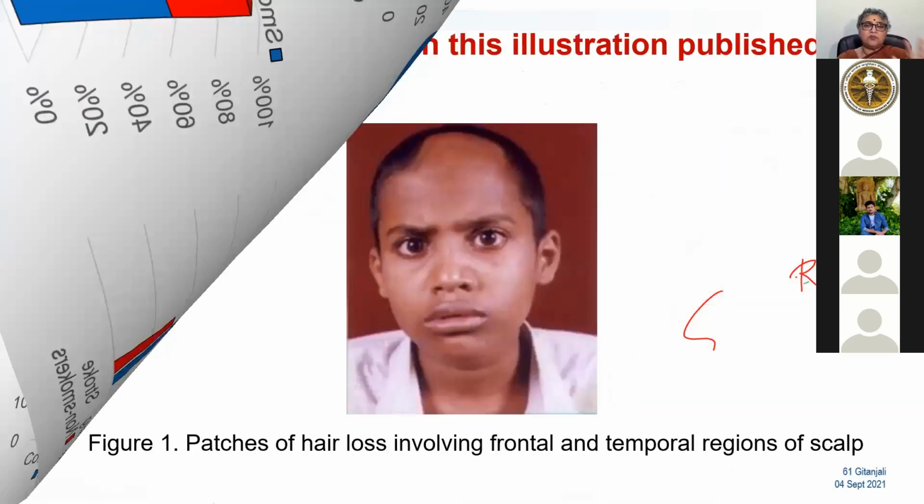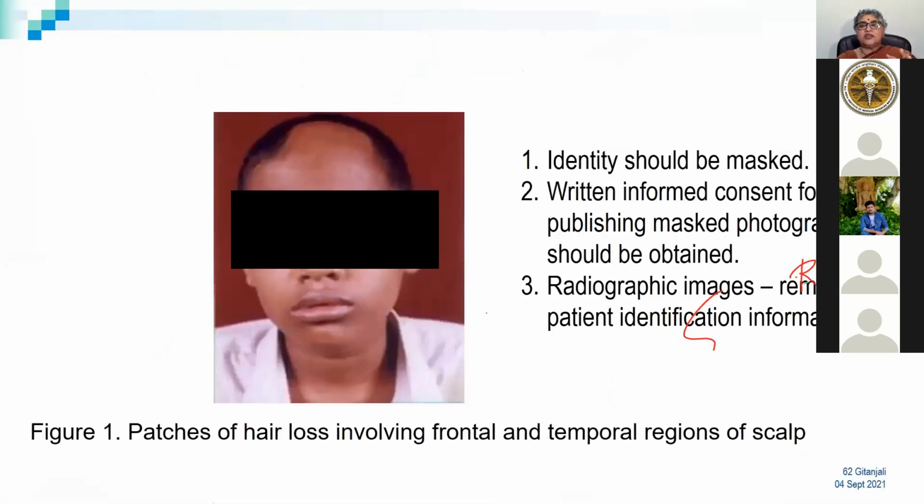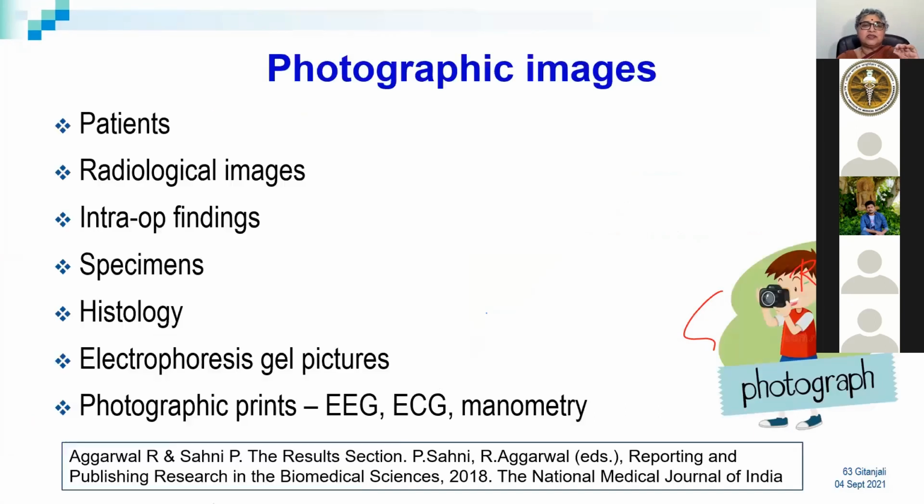So use simple diagrams. And if you are using photographs, make sure that identity is masked. You should have written informed consent for publishing a masked photograph. And if you are using radiographic images, remove the patient identification information. Many times we forget to do that. So please make sure this is done.